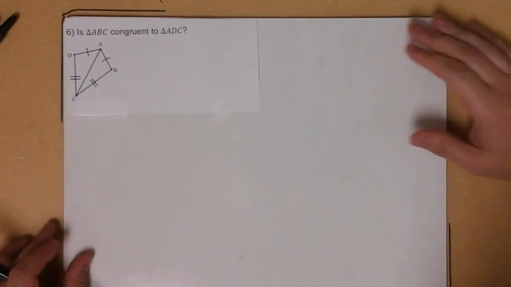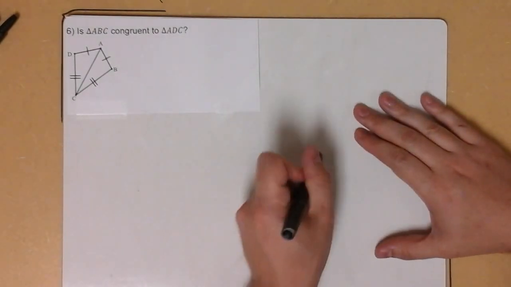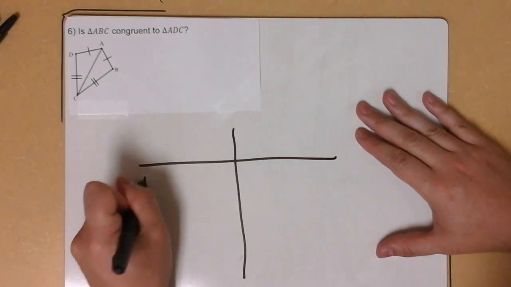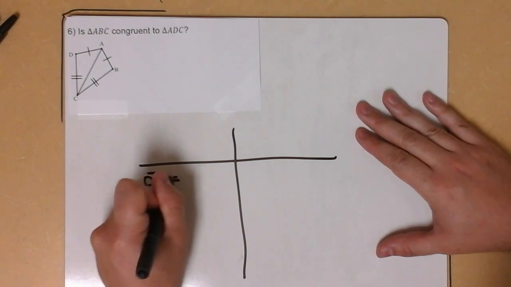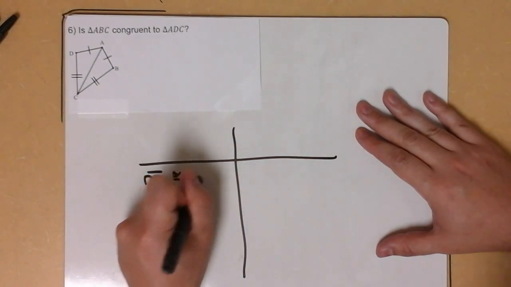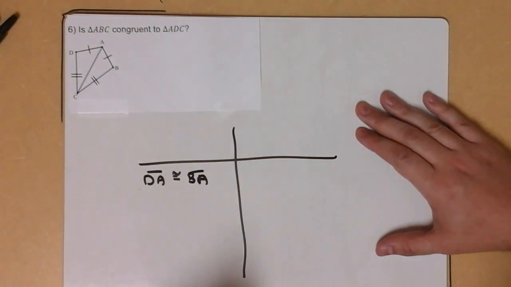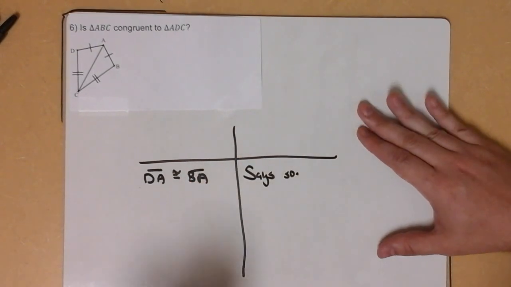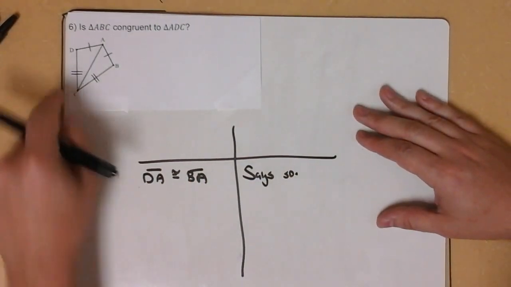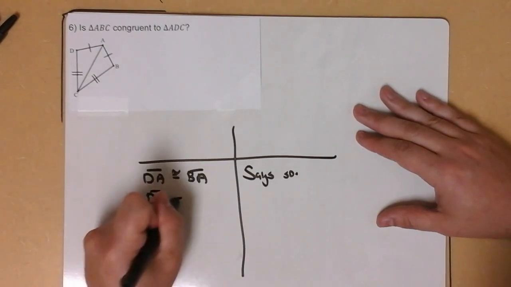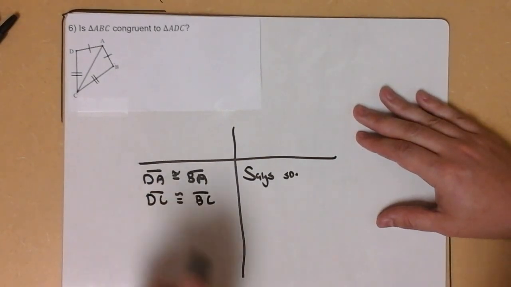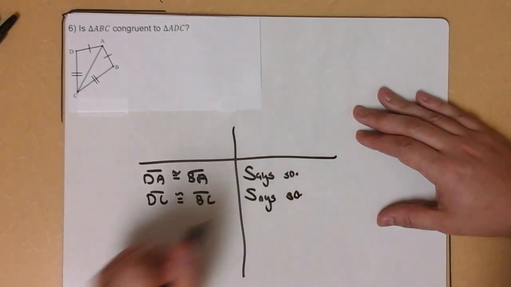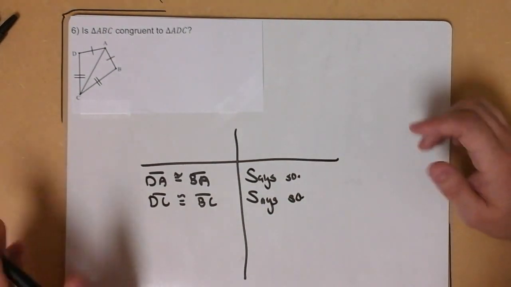Okay, so here we want to see if these are congruent. Well, right off the bat, it's telling me that DA is congruent to BA. It tells me that by those lines right there. And I'm going to say because it says so. It also tells me that DC and BC are congruent. And that's also because it says so. I'm going to write it again. Sometimes when you know what you're talking about, it never hurts to repeat a fact.